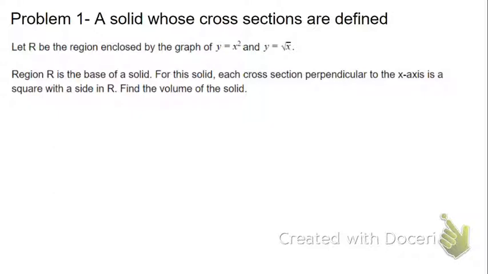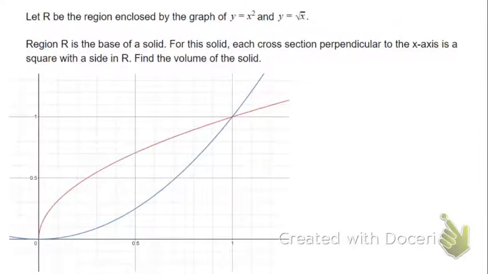So we've got some cross-sections or slices, right? Think about that. Like our cross-sections before with the rotational solids were circles. But we've got some cross-sections that are squares. And it says that the cross-section has a side in R. Find the volume of the solid. So just like before, we need to really start to look and see what this looks like. So here is a graph of the region R. I just brought this up with Desmos.